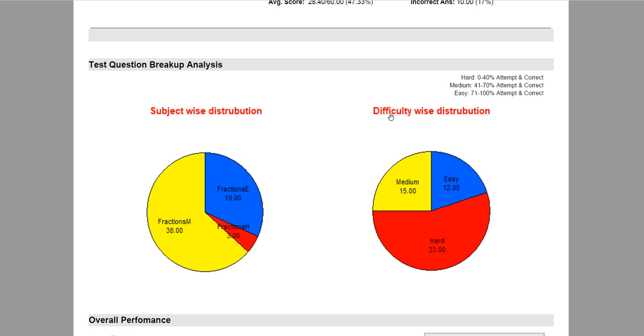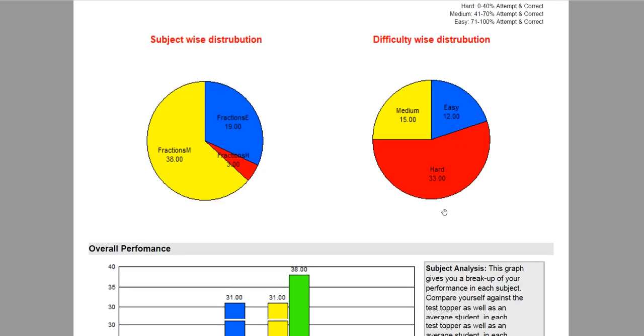Then coming to the difficulty-wise distribution, this particular graph is with respect to how the participants or attendees have found the test to be. So 33% found it hard, so many children have found it hard. Medium was 15 and easy was 12.